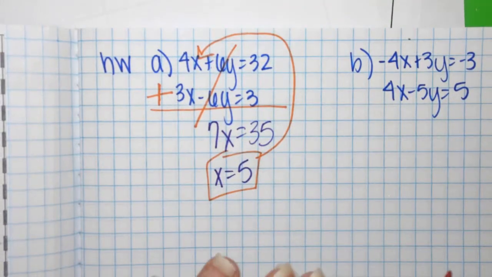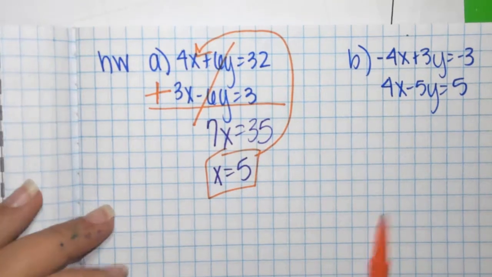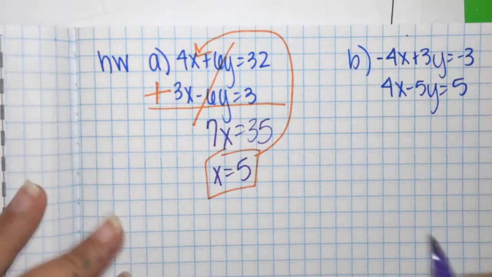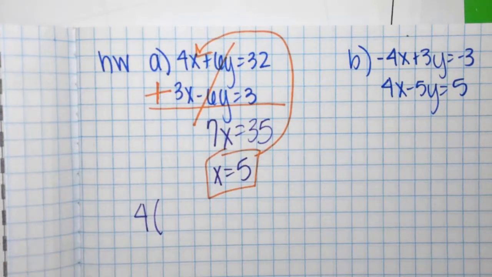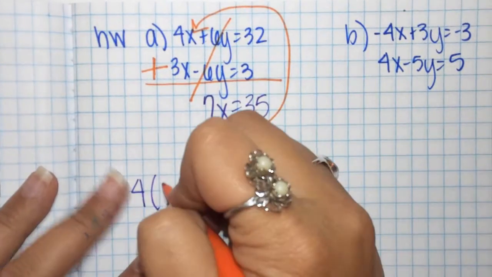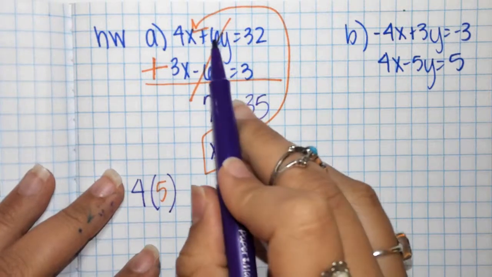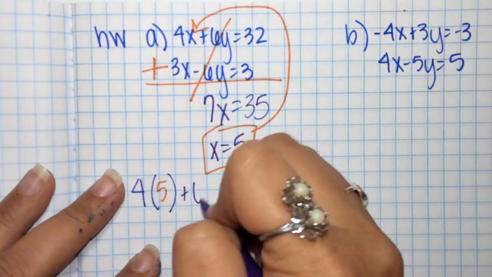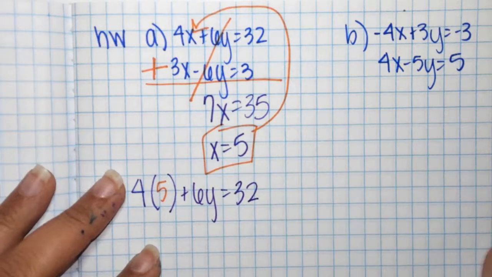Now, does it matter whether we plug it into the top or the bottom? No, we're going to get the same thing. So I'm going to breathe. We're going to write 4 times what? What's x? 5. Then you're going to close the parentheses. And I'm going to write plus 6y equals 32.